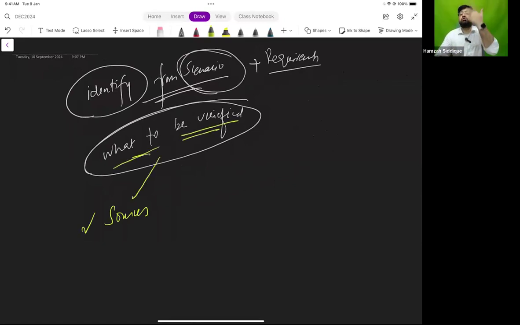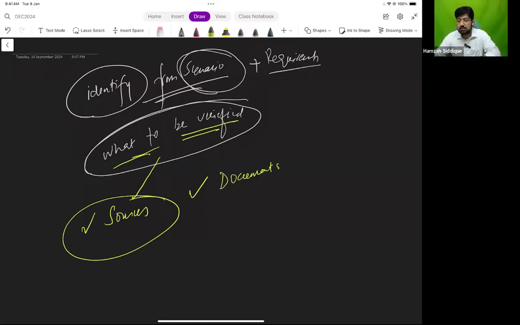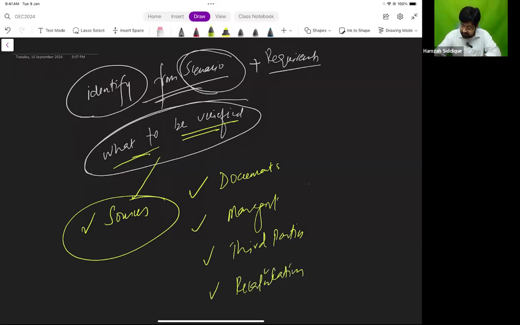What are the sources? The sources can be any documents. Sources can be any, the management, any third parties, even recalculations. These are the sources.